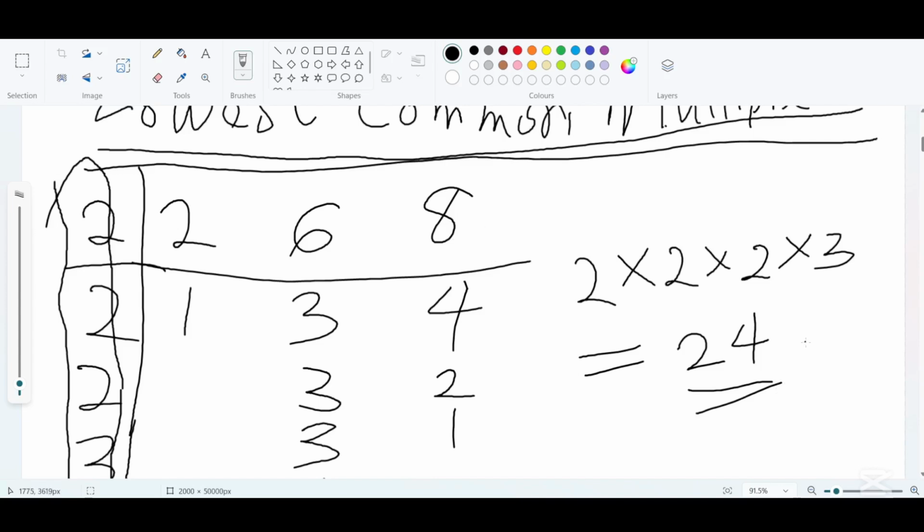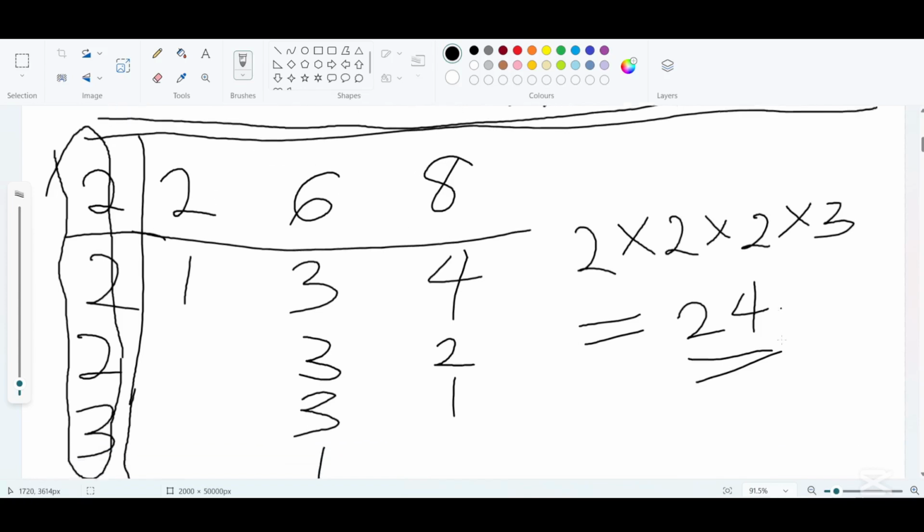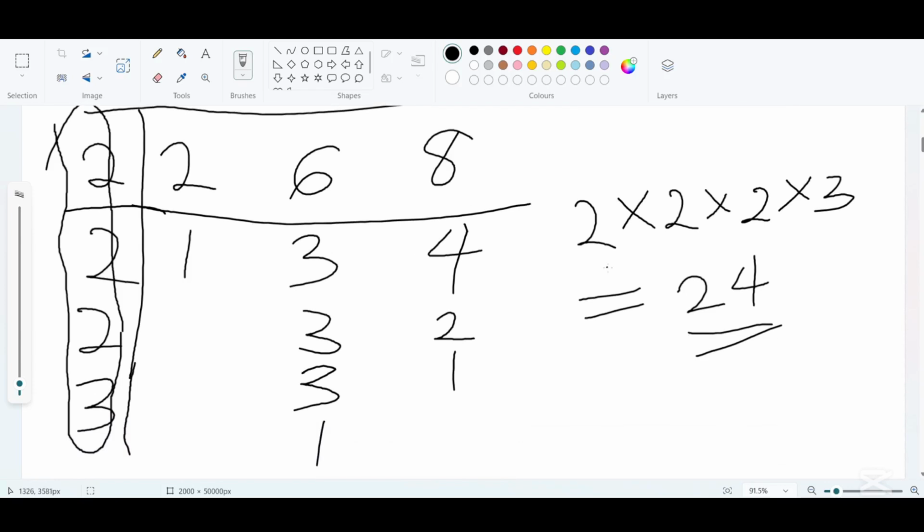24 is the lowest number that these 3 numbers, 2, 6, and 8, can cut without any remainder. So that's the lowest common multiple. Now, what is going to be the next multiple of this? If we continue to multiply this one by 1, 2, 3, so if we multiply it by 2, it's going to be 48.